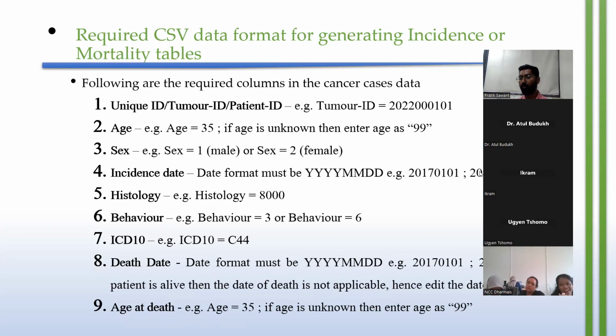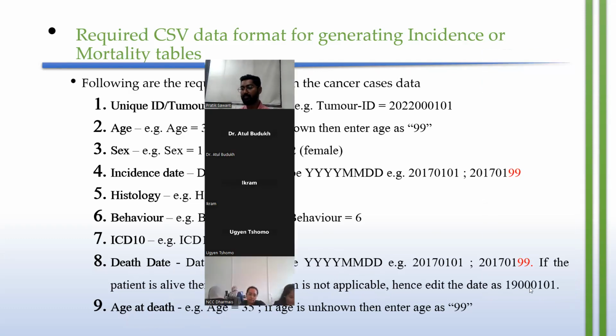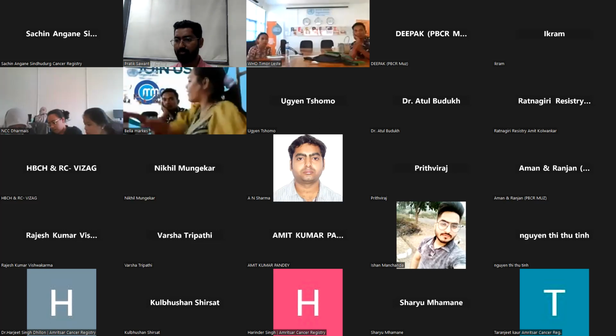Hence, we need to edit the date as 1900-01-01. We will see how we can do it. It is very easy. And if the age at death is unknown, then we have to enter 99. The same information I have mentioned on the website as well.